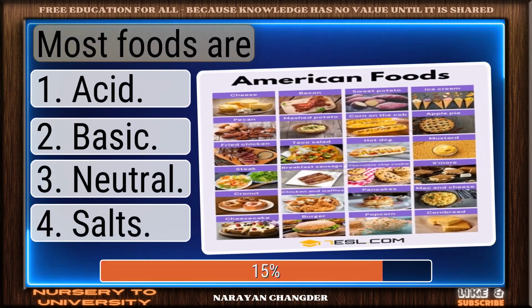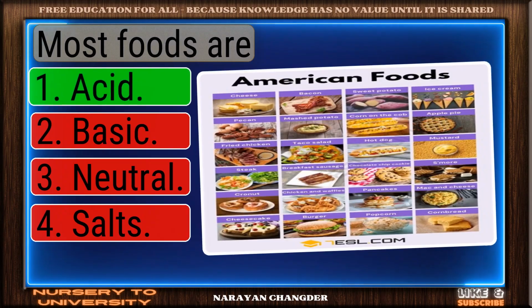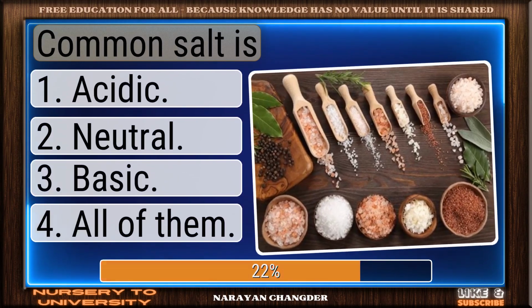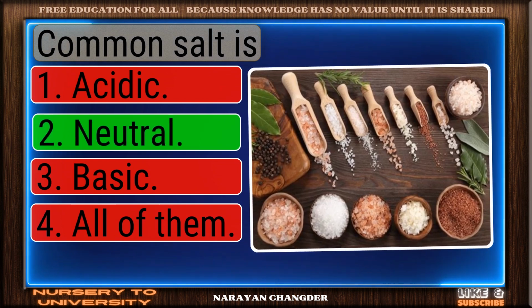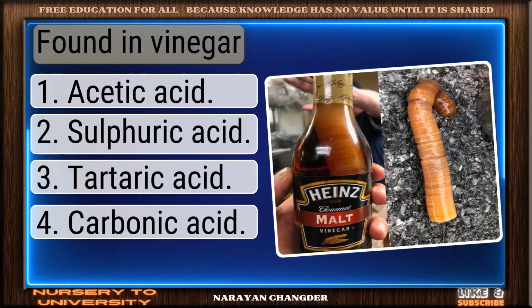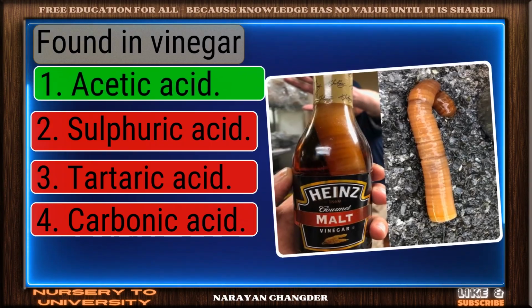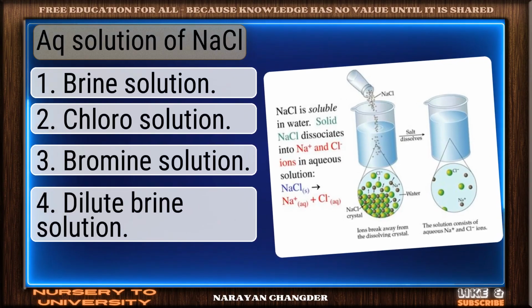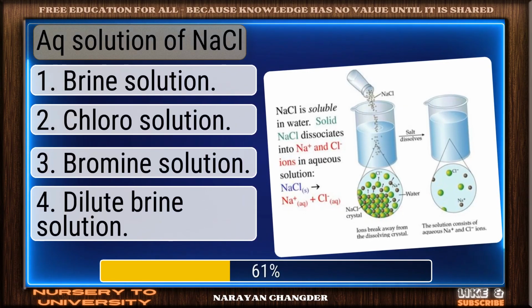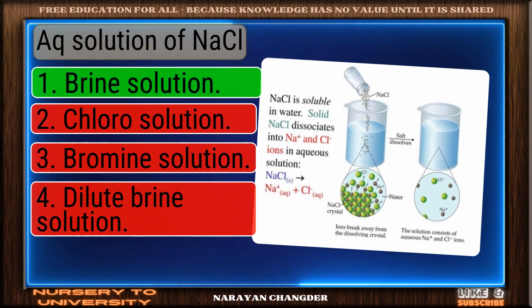Most foods are... You chose acid. Correct. Common salt is... Nice work. Neutral fits perfectly. Found in vinegar. Well reasoned. Acetic acid is correct. A solution of NaCl. Valid point. Brine solution is true.